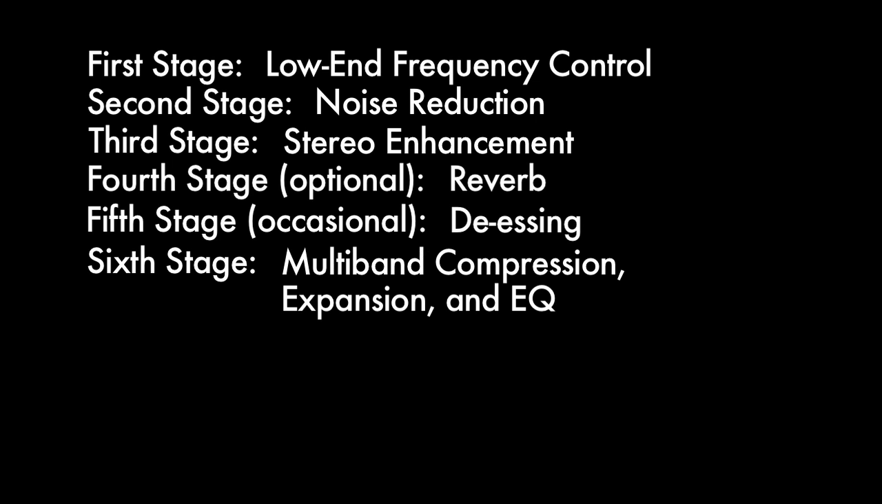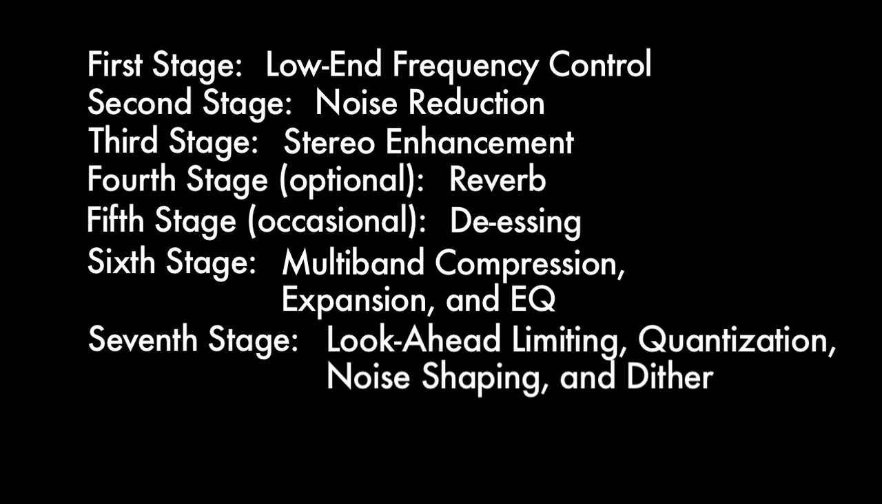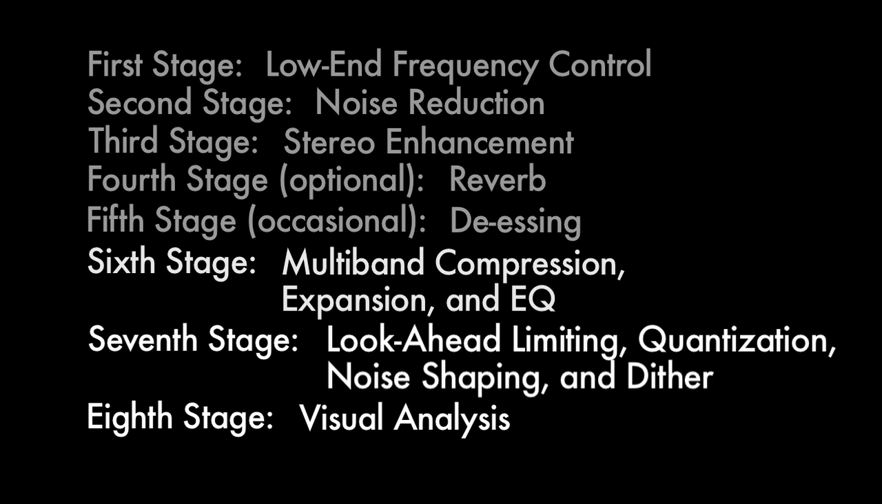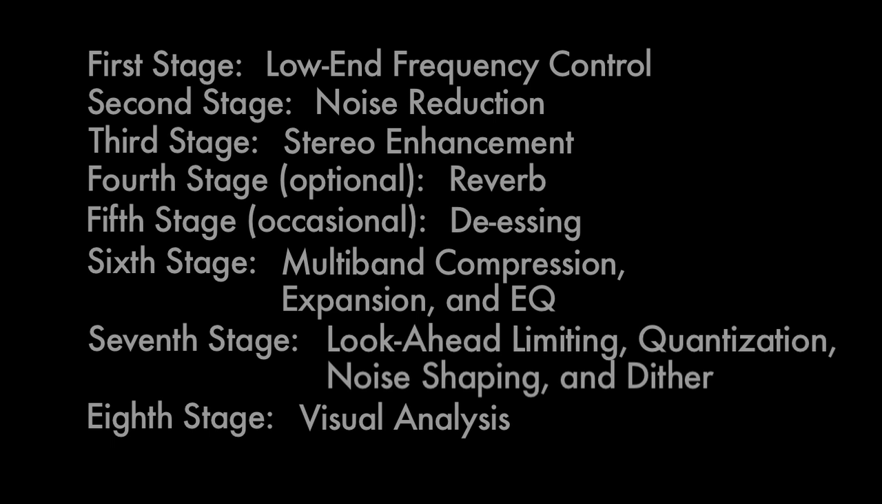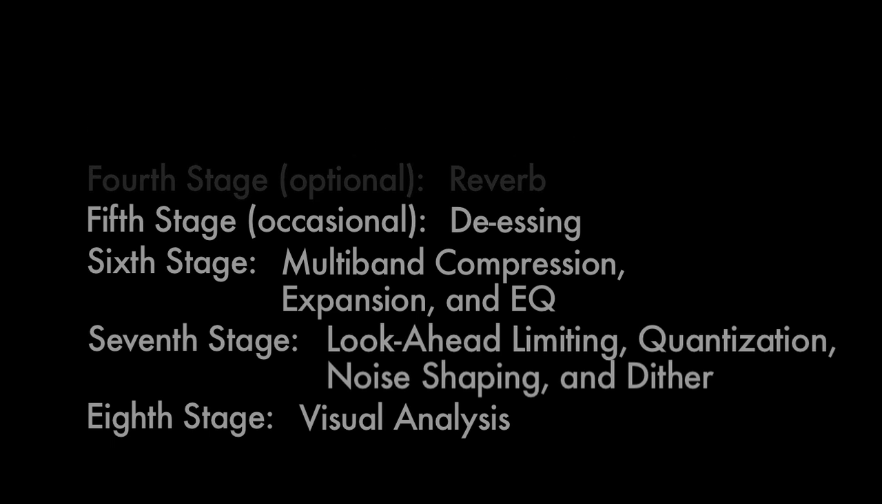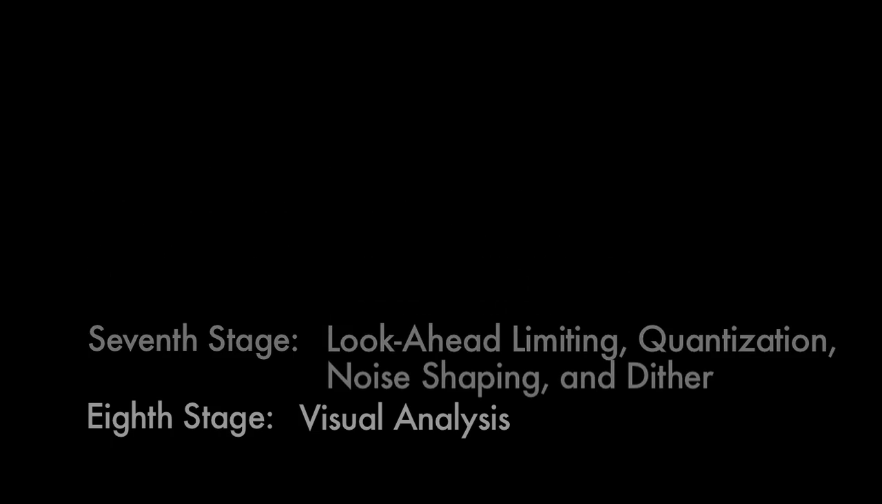The sixth stage is multiband compression, expansion, and equalization, which I use a Waves C4 to implement. And the seventh stage is the look-ahead limiting, quantization, noise shaping, and dither. And the eighth stage is visual analysis. This primarily should be able to be translated into any other plugins that do the same things. I go into great detail about the plugins I use because that's what I use, and basically everything in the book is road tested by me.